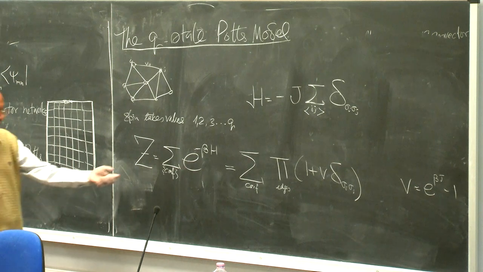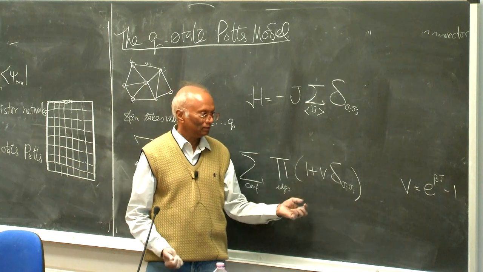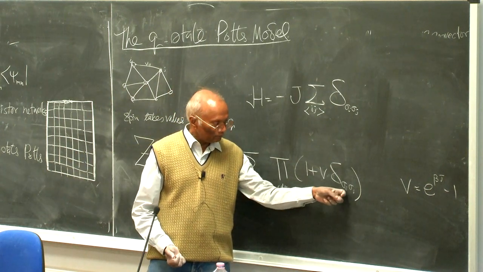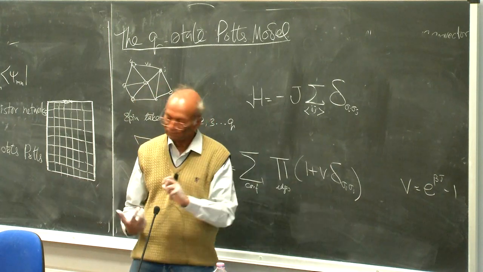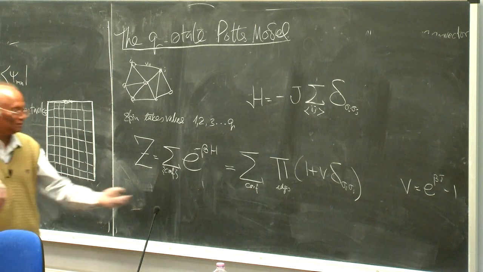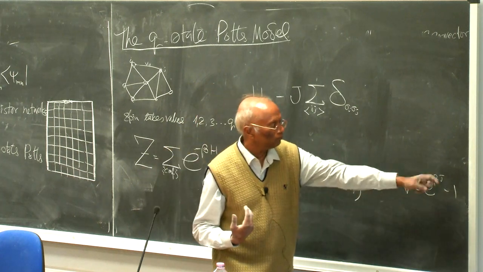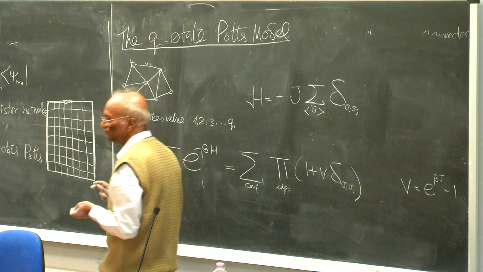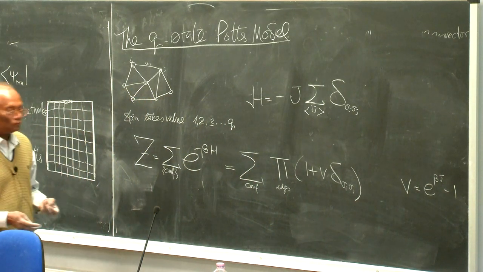So what happens? First I sum over configurations, but for each configuration there is a weight. What is the weight? If the spins at the two ends of a bond are distinct, the weight is 1. If the spins at the ends of the bond are in the same state, the weight is a little bit more. It is 1 plus v instead of 1. So I write it like this. If this delta function is 0, then it is 1, otherwise it is this. v is equal to e to the power beta J minus 1. For us, v is a positive number just now.